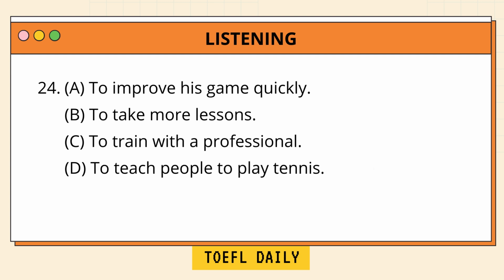Number 24. You can't expect to become a tennis pro after just a few lessons, Ken. I shouldn't have had such high hopes, I suppose. What did Ken probably expect?